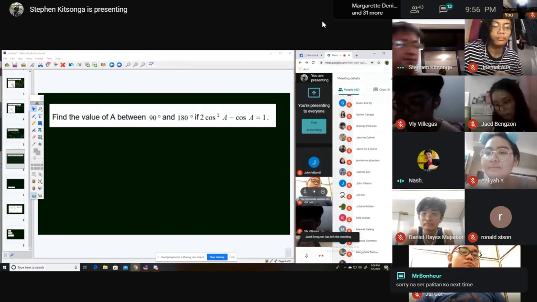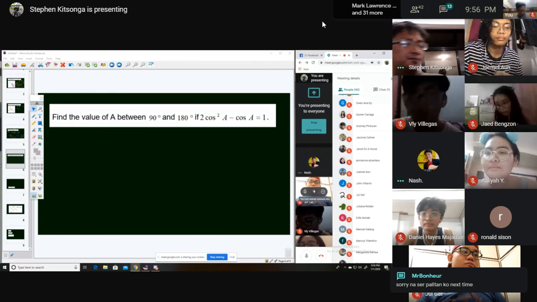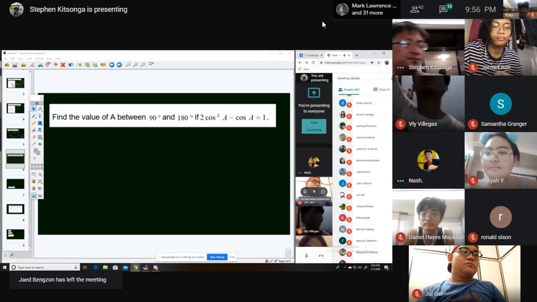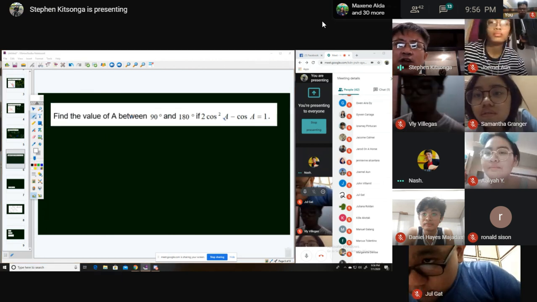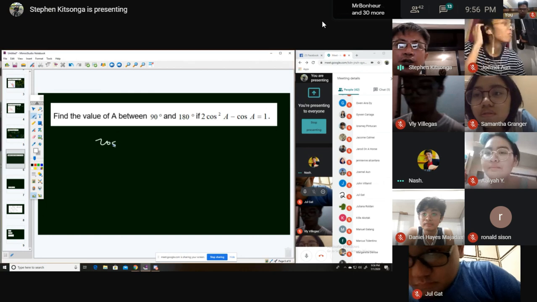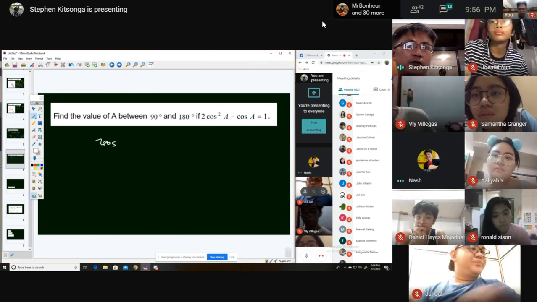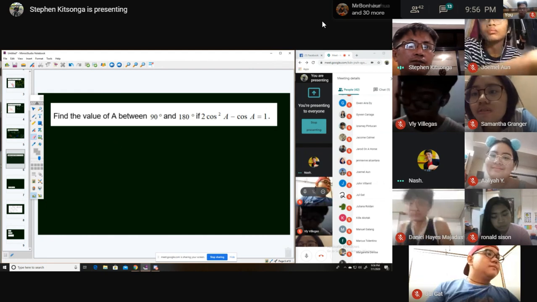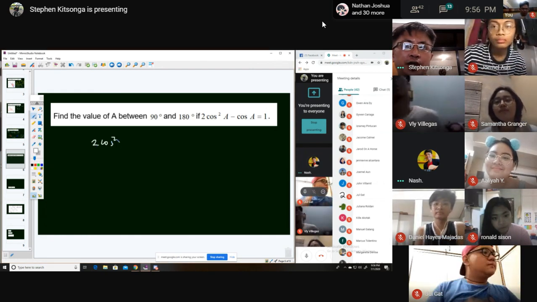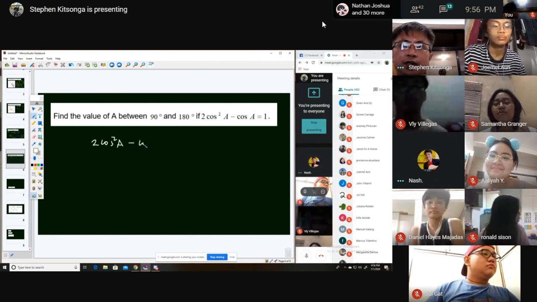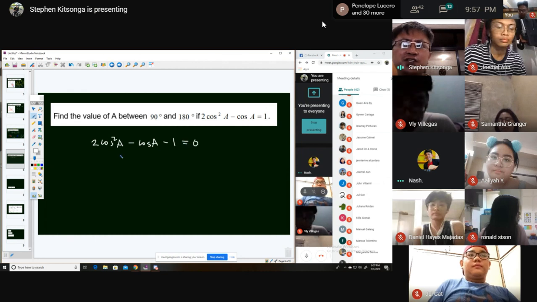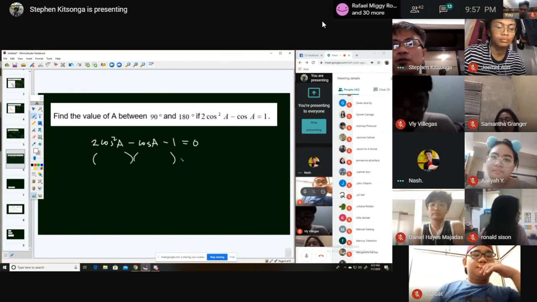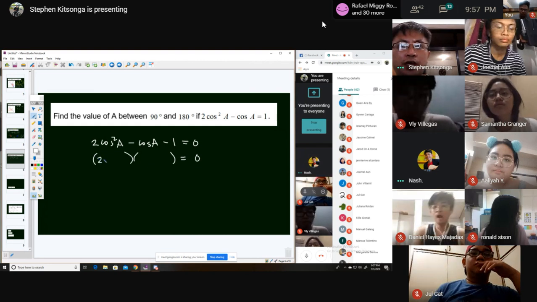Okay. Again, let's start. Check your own work kung meron na. Ayong sagot. Una, let's solve the equation. So una, that is simply collect all the terms in one side. 2 cosine squared A minus cosine A. If you move that 1 to the left side, that's minus 1 equals 0. And this is factorable. You have 2 cosine A in this, and then cosine A.